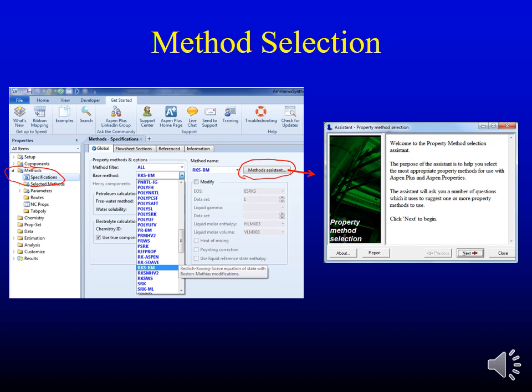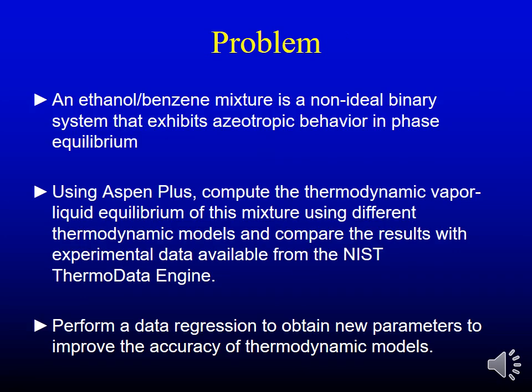So you might find the Wilson equation. There are some models that have to do with the non-ideal behavior in the gas phase. So this property methods assistant is going to help you to decide what to do. So if you select that, we're going to take a specific example in order to go through that.